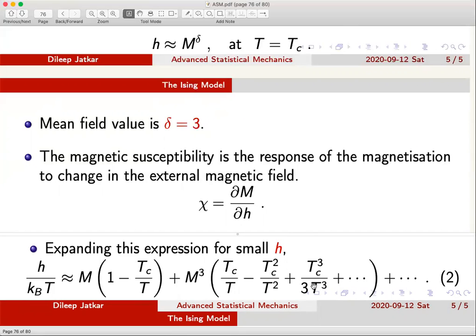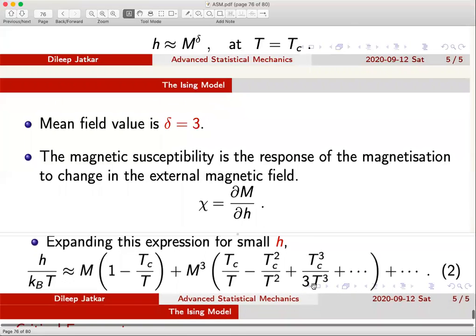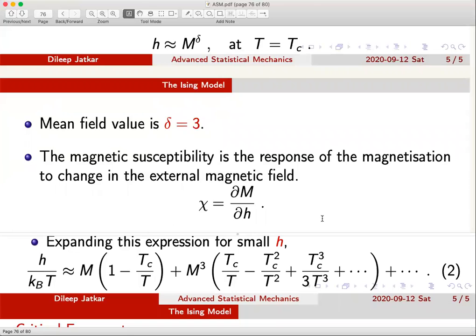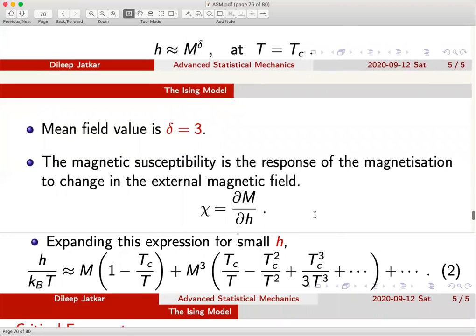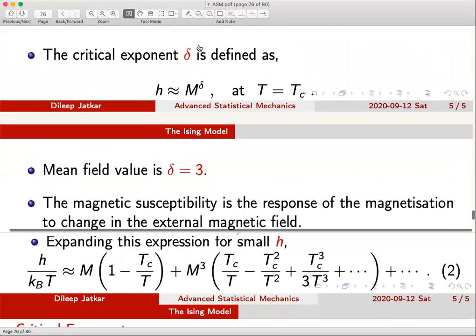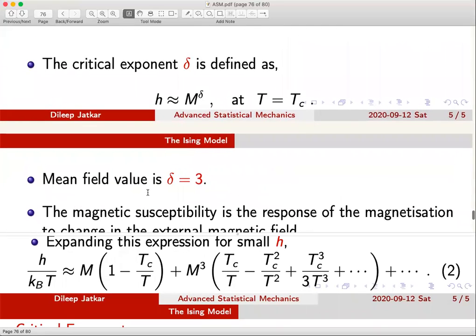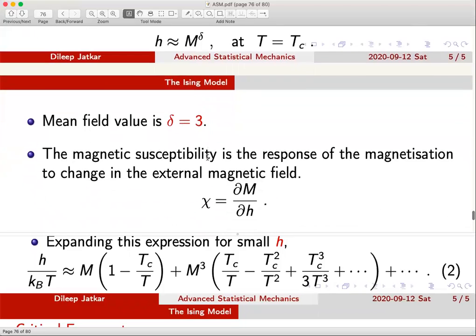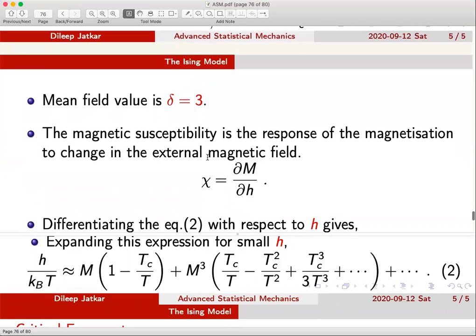Otherwise, it would have gone to the higher power in M. But it doesn't vanish here. So we have defined the second critical exponent and we have found its mean field value. The third one is the magnetic susceptibility.